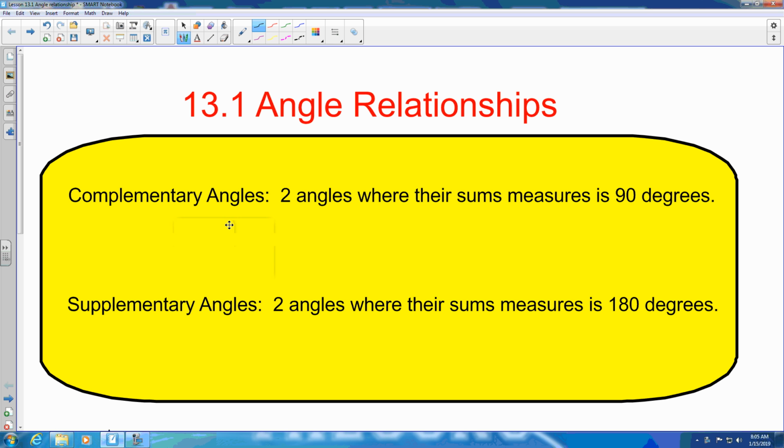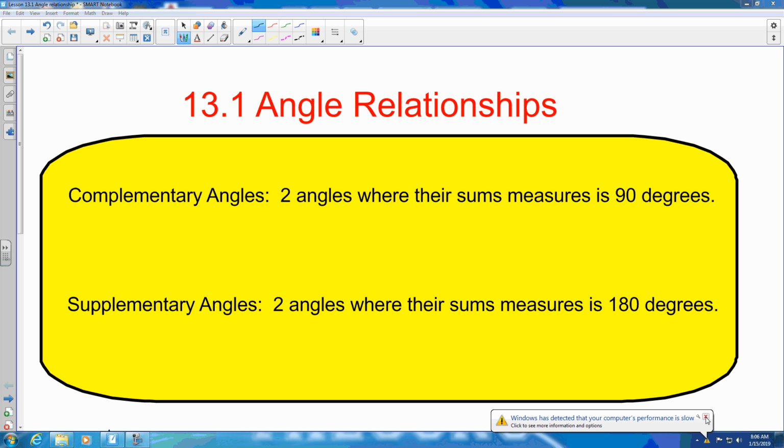All right, we're in section 13.1 where we're going to talk about angle relations. We talked a little bit about some introductions into geometry in earlier chapters. This is kind of another progression on the introduction into some geometric concepts. And one of them is being able to understand the difference between complementary angles and supplementary angles.